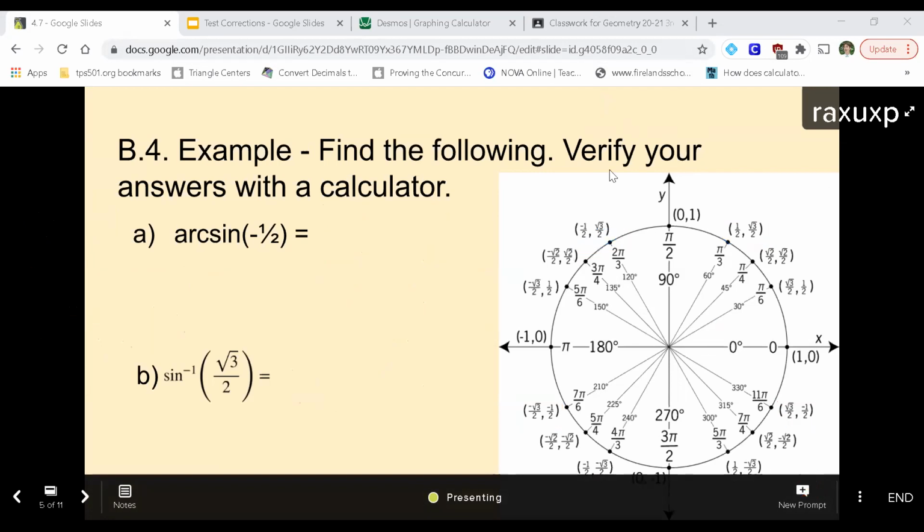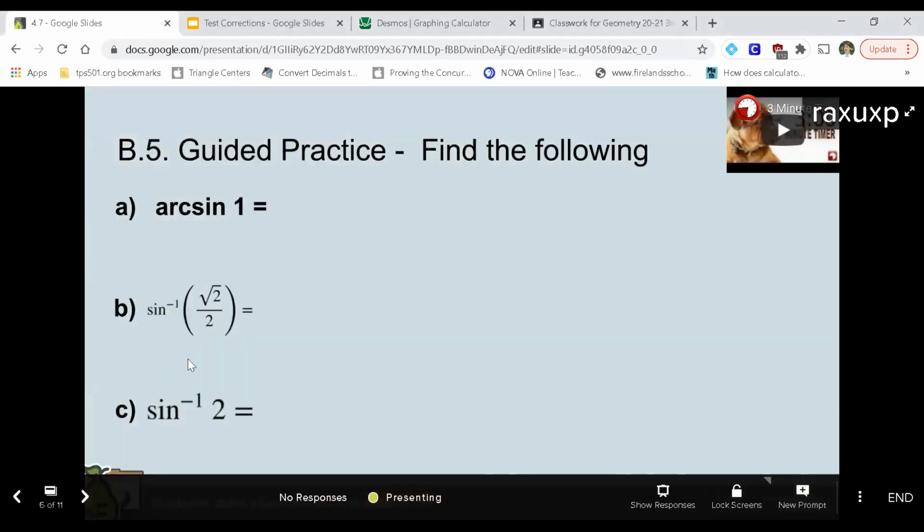I'm going to give you 3 problems. Find each of these. Again, 2 steps. Find the y value on the unit circle, and then tell me which angle is in the correct range. Or make sure your answers are in the correct range.